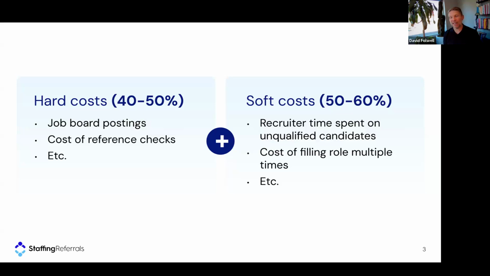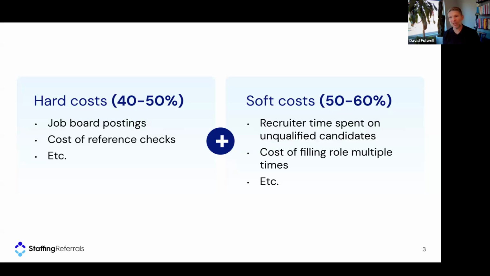But the reality is, in that process, about half of the costs associated with that hire are actually driven from what we call soft costs. That's going to be your recruiter time spent on hiring and the cost to fill the role. The reason this is important is it varies significantly based off of the source of your hire. If you're going to compare apples to apples and be strategic with your sourcing strategy, it's really important that you are focused on measuring all of the costs associated with that.